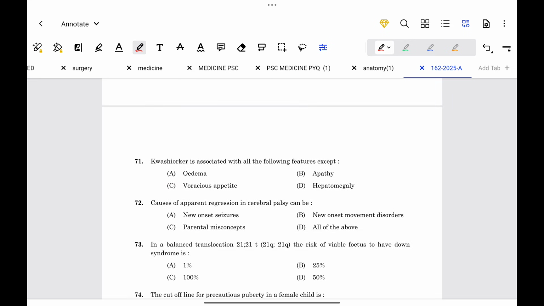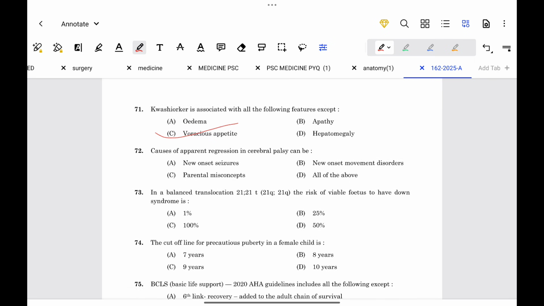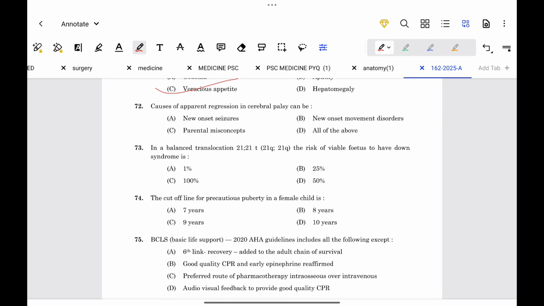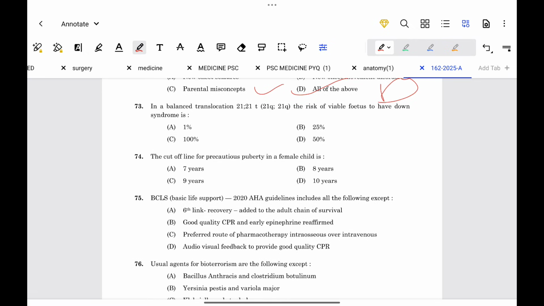Kwashiorkor is associated with all of the following features except voracious appetite. Causes of apparent regression in cerebral palsy can be new onset seizures, parental misconceptions, and new onset movement disorders. All of the above is the answer. Option D. In balanced translocation 21-21, the risk of a viable fetus having Down syndrome is 100%.